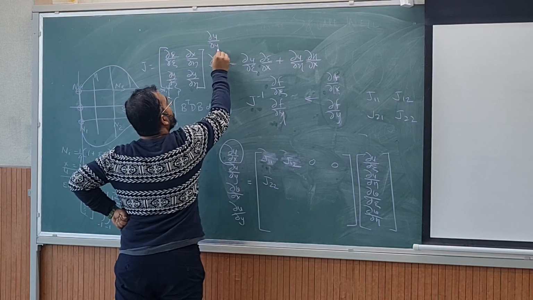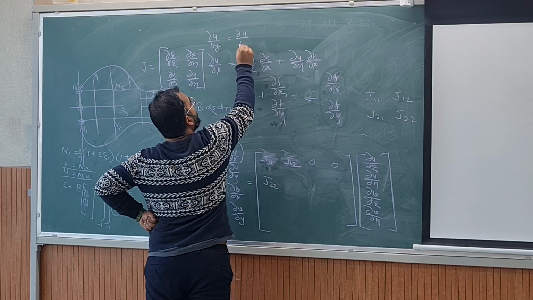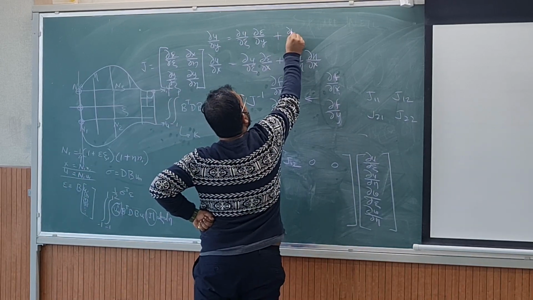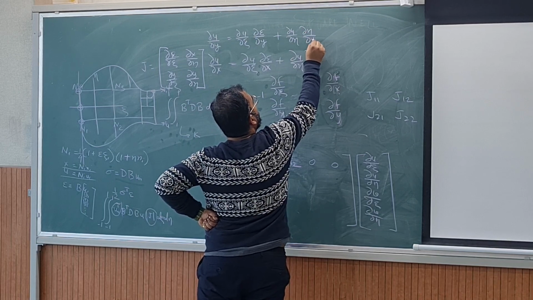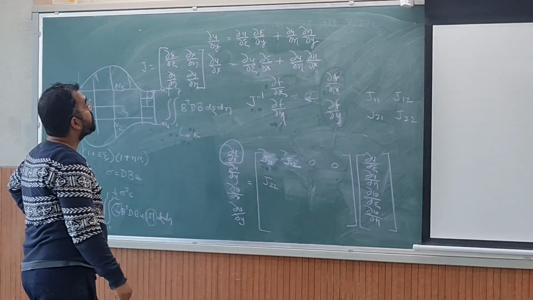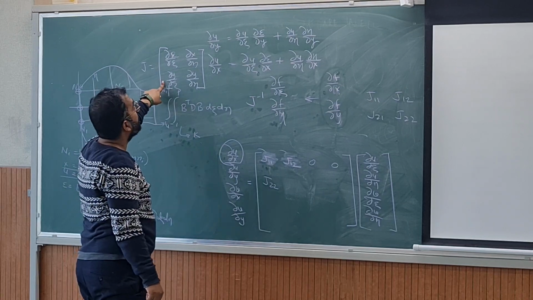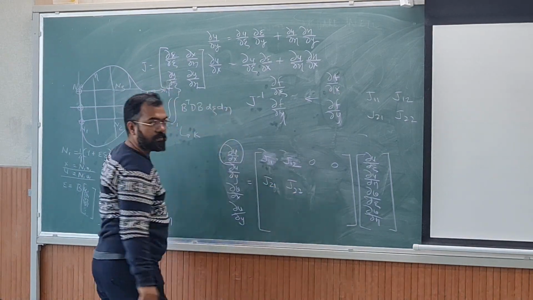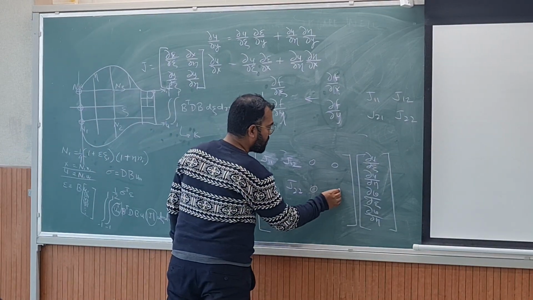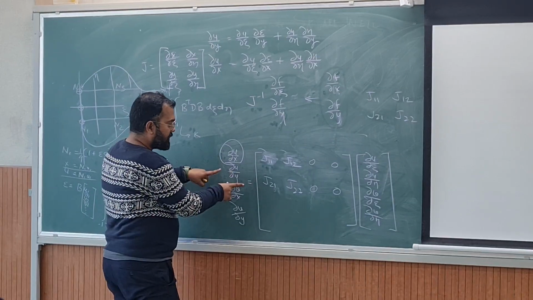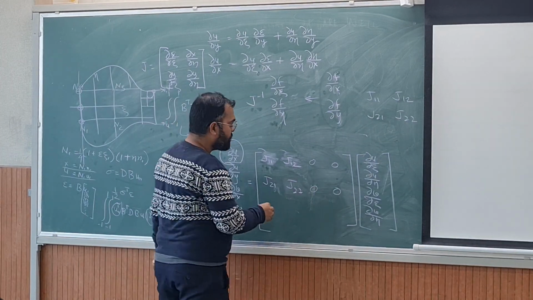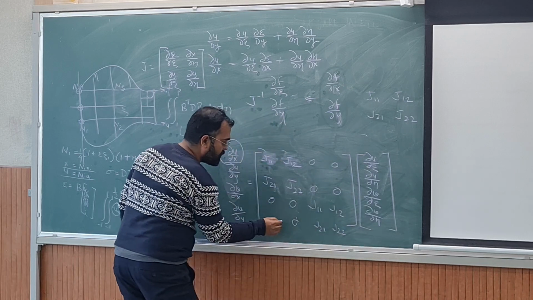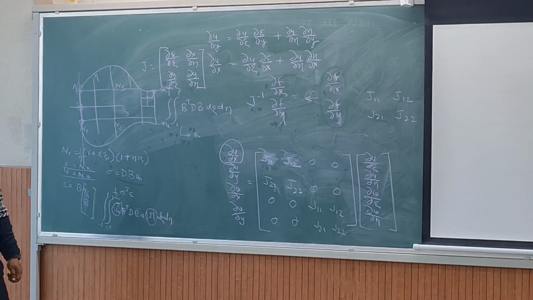So del u by del y I need, right? That will be del u by del epsilon into del epsilon by del y plus del u by del eta into del eta by del y. So del epsilon by del y is here, so inverted will be J21. I will have J21 here and J22 there, and then 0, 0. So U is done. V is needed, so the same thing I have to do on the other side: 0, 0, J11, J12, J21, J22, and 0, 0. So now I am getting this.